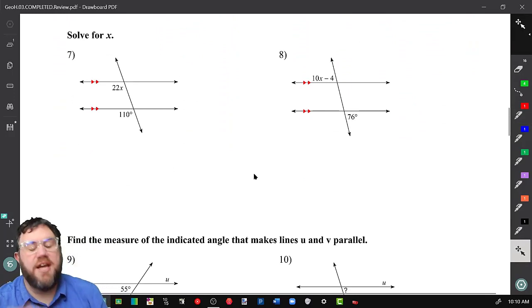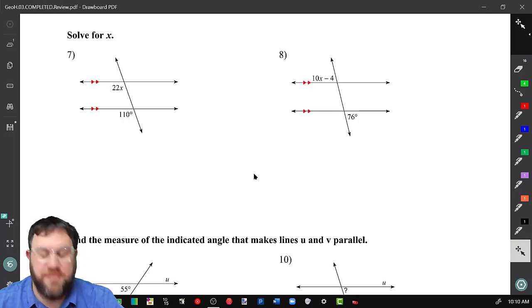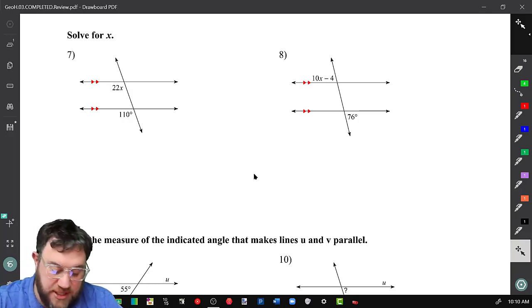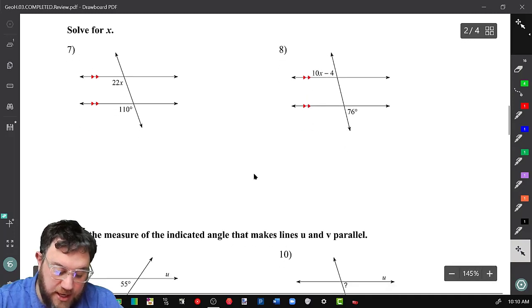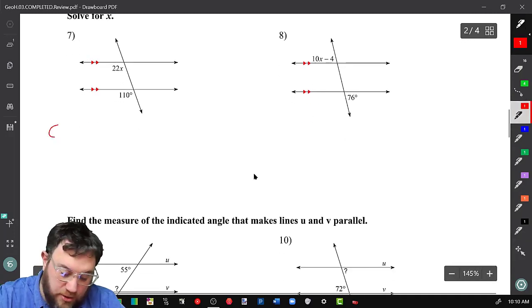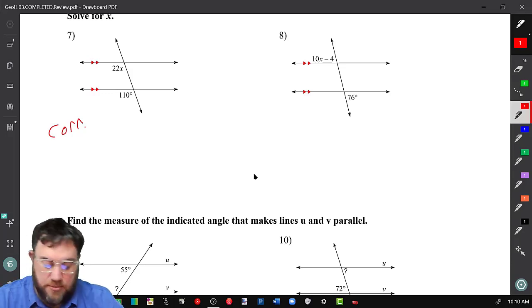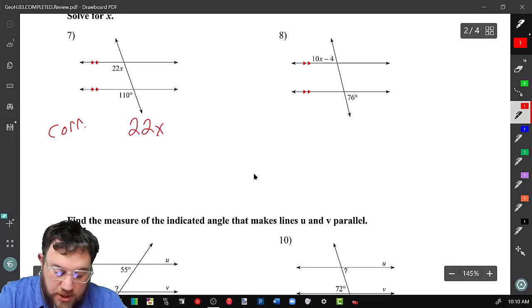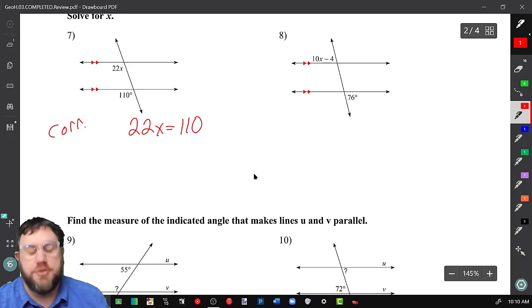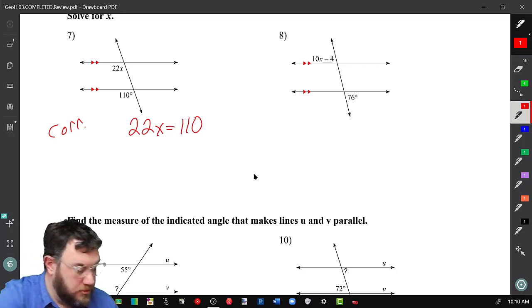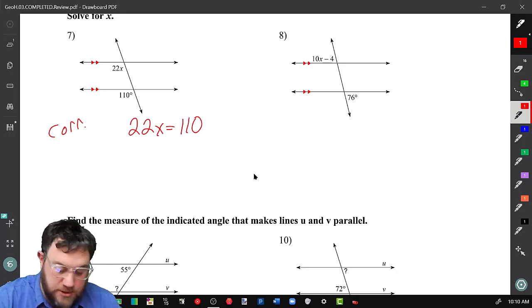For 7 and 8, we start the same way, only now we'll set up an algebraic equation to solve, and we're trying to find x. In number 7, these are corresponding angles, and corresponding angles again are congruent, so we set them equal to each other. 22x equals 110, so x equals 5.